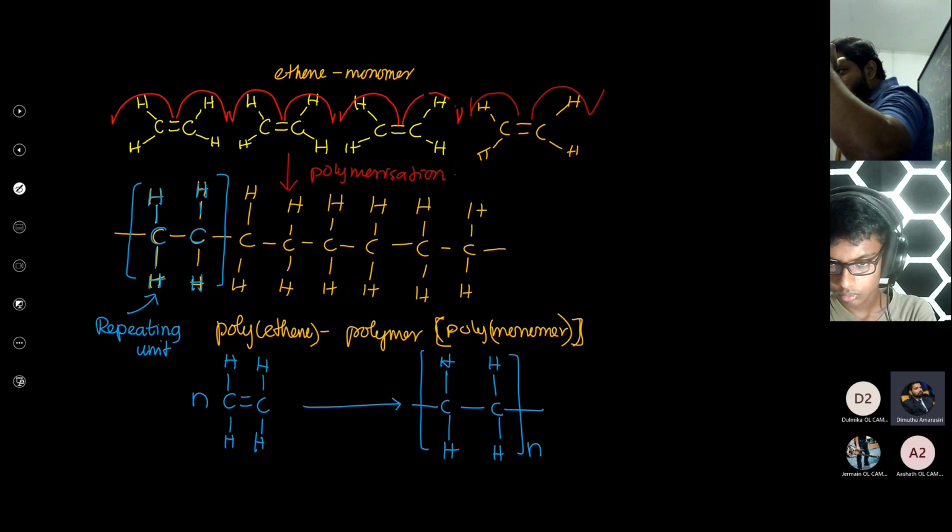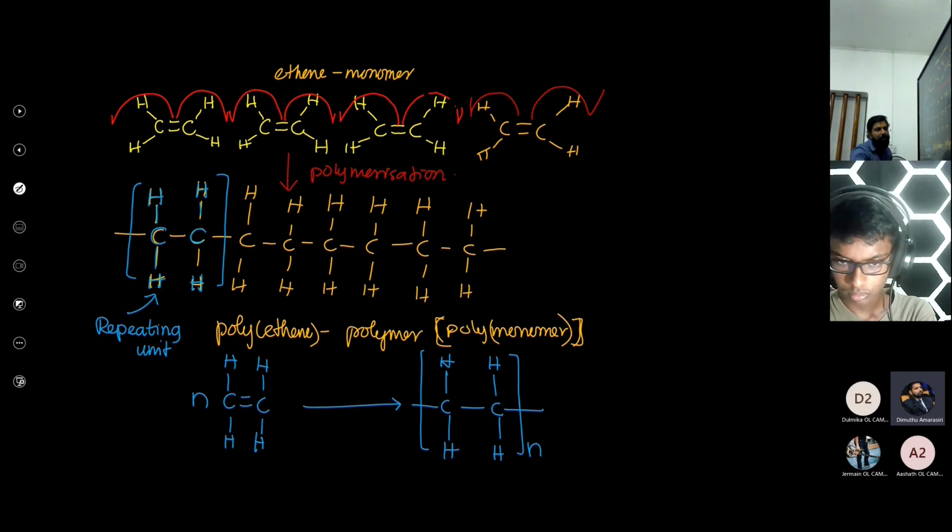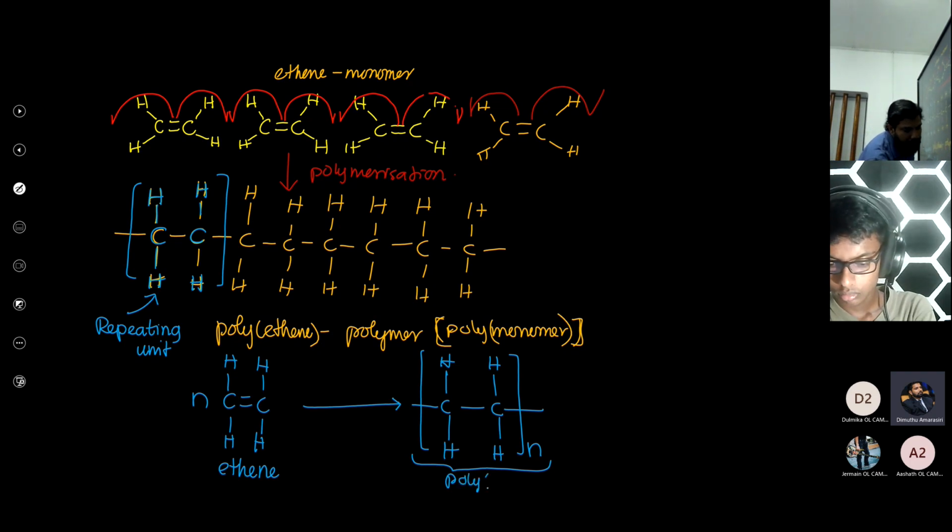What I drew on the top is to show how the polymer happens. But what I wrote at the bottom is called polymerization balance chemical equation. You get me? Yes. So this is your ethene. What is this with n? This is polyethylene, with n polyethylene.